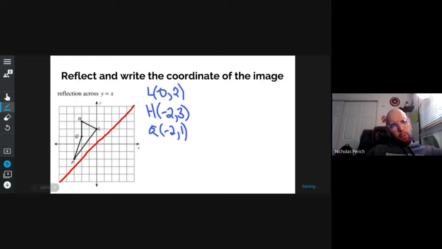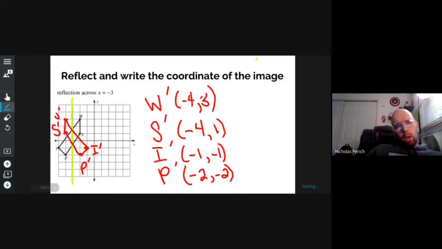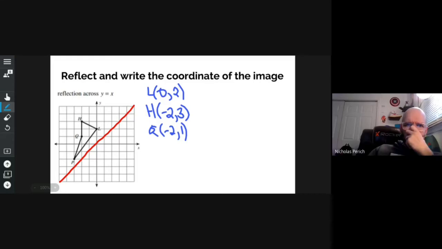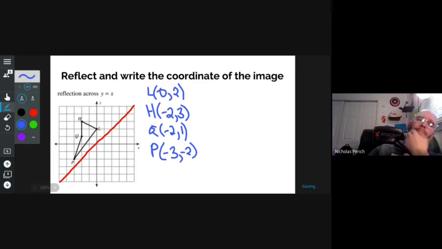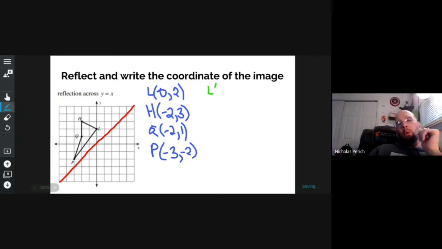Is this the same shape as before? No, not even close. And then you have P, which is (-3, -2). This is all you do. If y equals regular x, then you're going to replace y with x, so 0, and x with y, 2. And so you should be able to look at that and say, you just flip them.